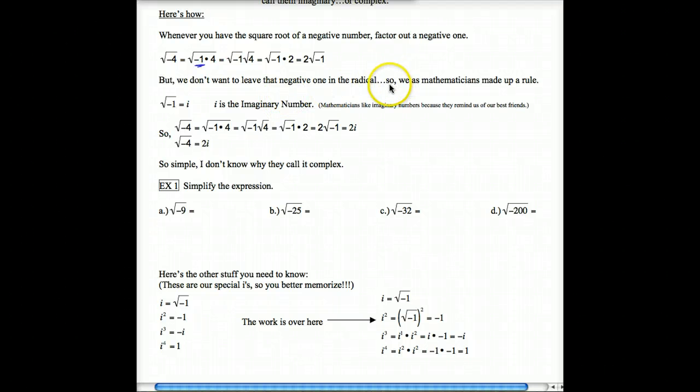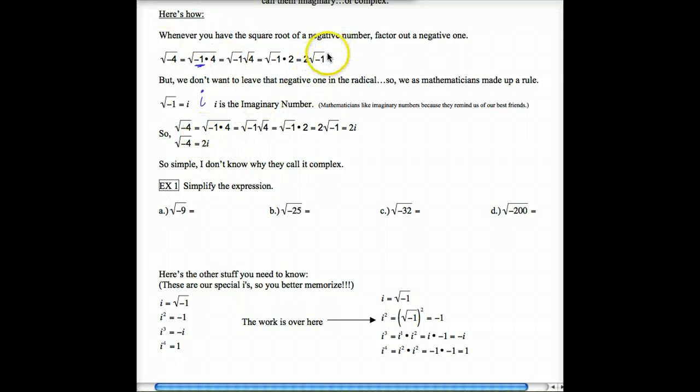So mathematicians a long time ago made up a rule, and that is that we are going to call the square root of -1 i. And we always write it like a script i. It's got the little tail on the end. But that i stands for the imaginary number. It stands for the square root of -1.